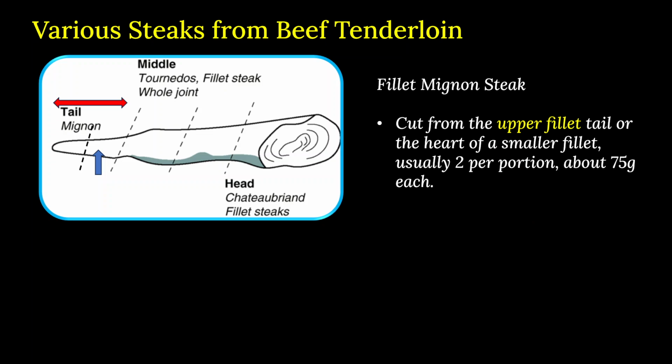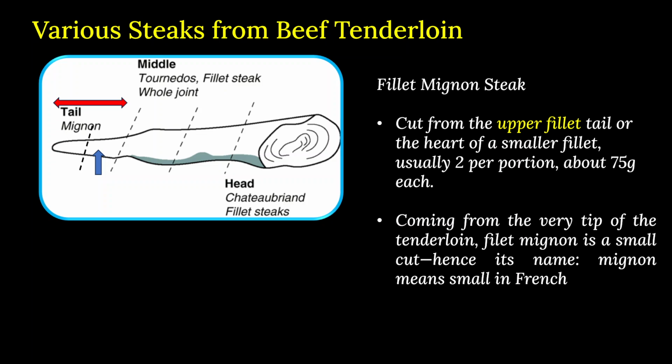Usually two portions are served, and the weight is around 75 grams each. You can see it is reducing now. The earlier steak, obtained from the lower middle part of the fillet, was 100 grams each. Here the filet mignon weighs around 75 grams, and it is also mentioned that 2 pieces per head are served, because it is a smaller steak.